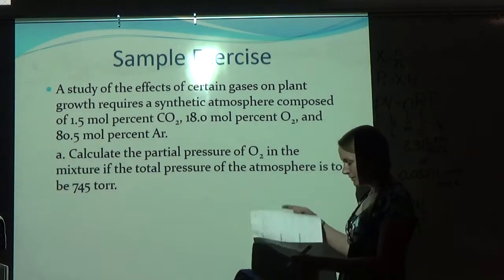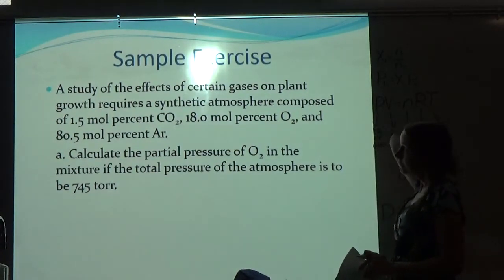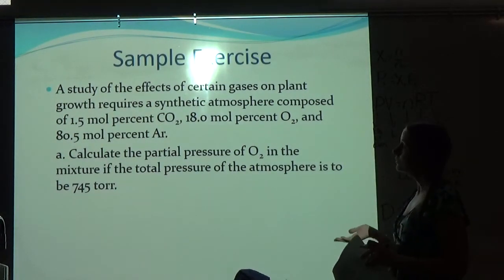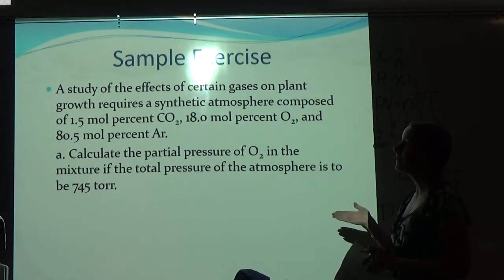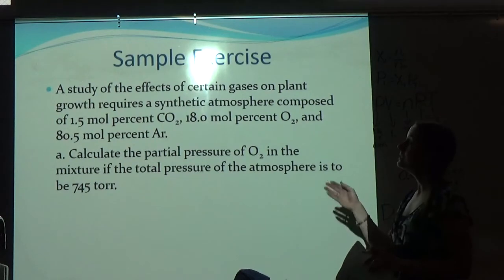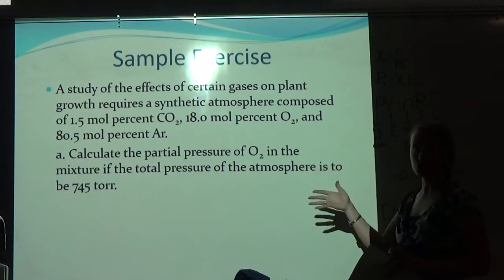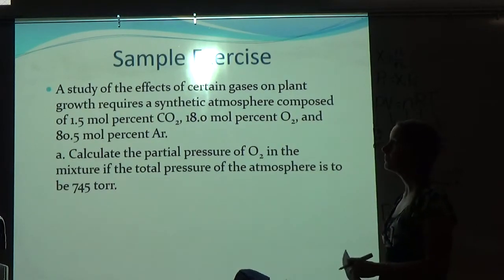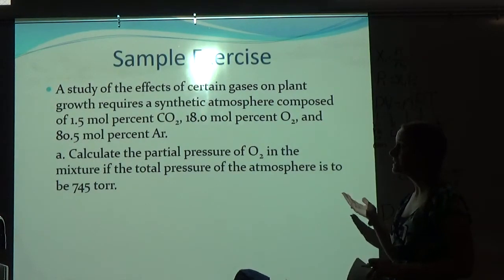So it says, whoops, let me get on the right page so we don't have to use a calculator. All right, so it says, a study of the effects of certain gases on plant growth requires a synthetic atmosphere composed of 1.5 mole percent carbon dioxide, 18 mole percent oxygen, and 80.5 mole percent argon. So see, notice they gave me mole percents. That means all of those numbers have been multiplied by 100 from when they were just a mole fraction.